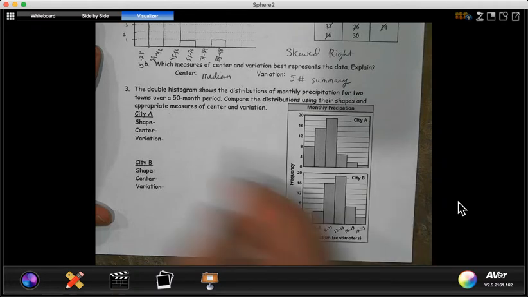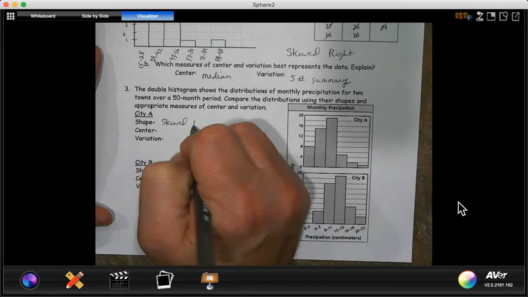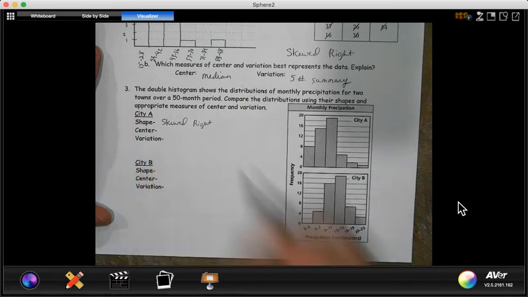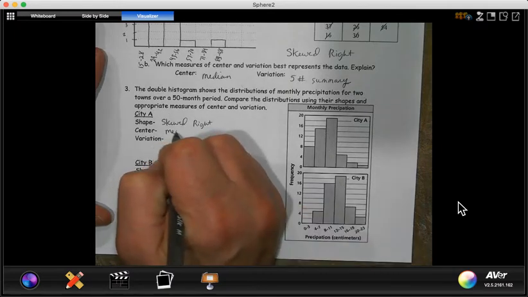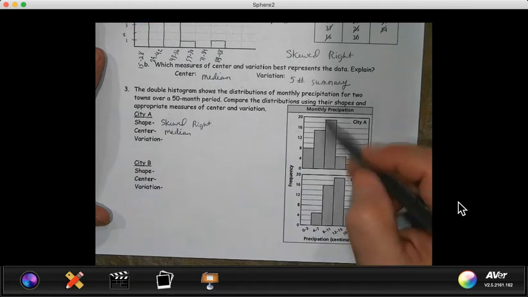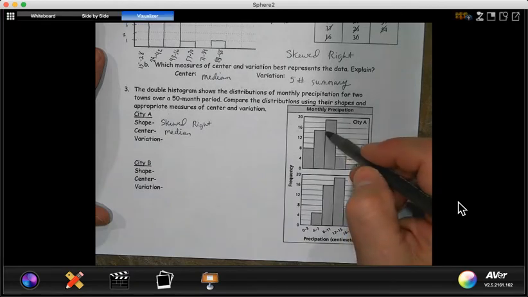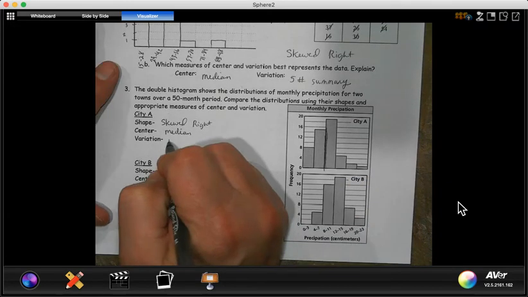So city A is skewed right. That means our center would be the median. I would think the median would be somewhere kind of in here. Right? And then our variation would be the 5-number summary.